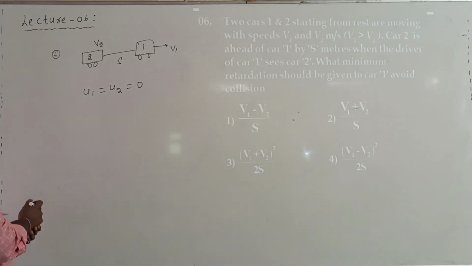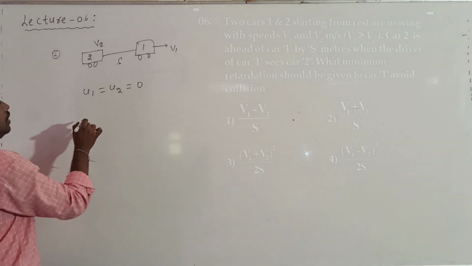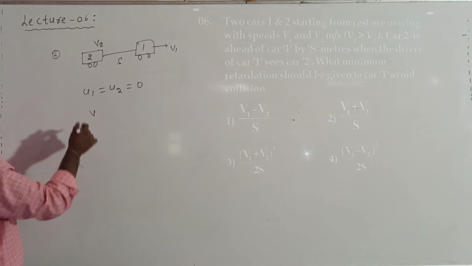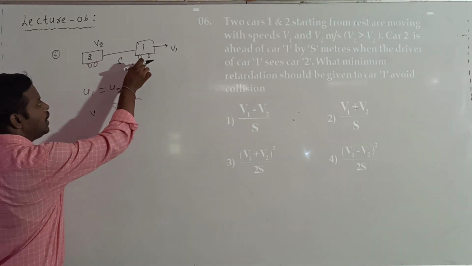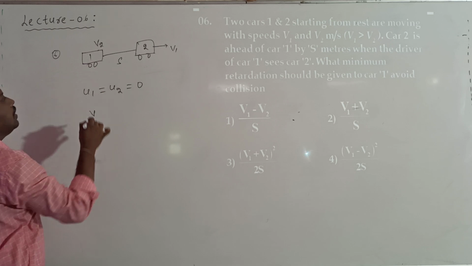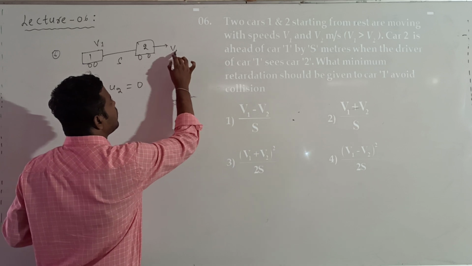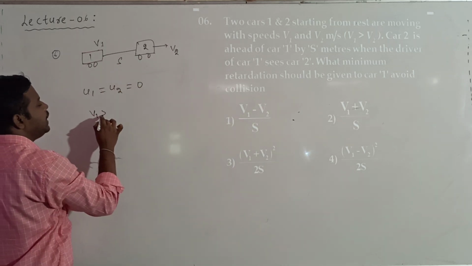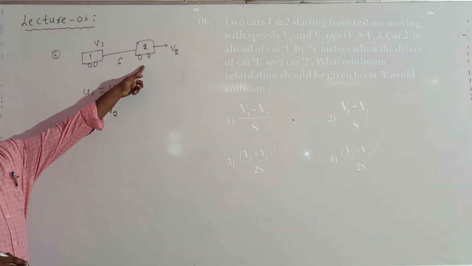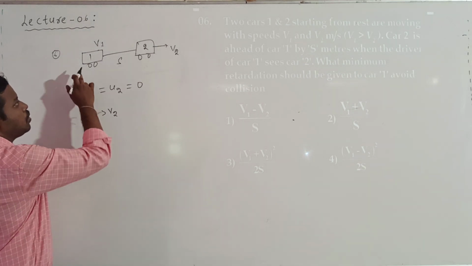Now what they are asking us to calculate is the minimum retardation that should be given to car 1 to avoid the collision. But here one point they have given is that car 2 is ahead of car 1, and V1 is greater than V2. So what is the minimum retardation that should be given in order to avoid the collision? When V1 is greater than V2, two cars are in motion.